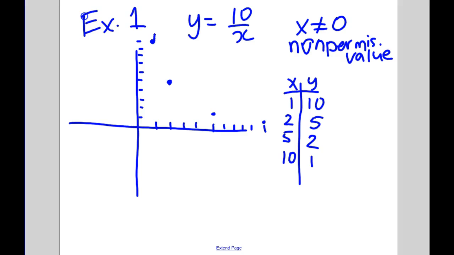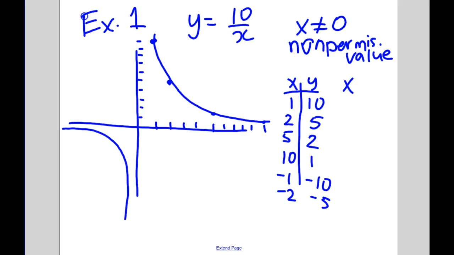Okay, so you'll notice the shape goes like this. It's creeping towards the 0, but it's not going to cross it because that's undefined. And it creeps towards this one and it's not crossing it either. If we had used negative values, we would get the same shape just on the reverse side. If x was minus 1, y would be minus 10, right? If x was minus 2, y would be minus 5. So we'll get the same picture, just on the reverse side.